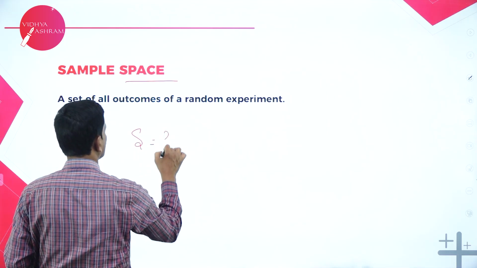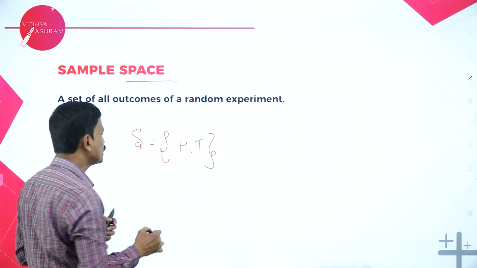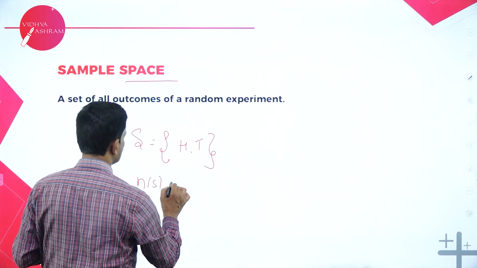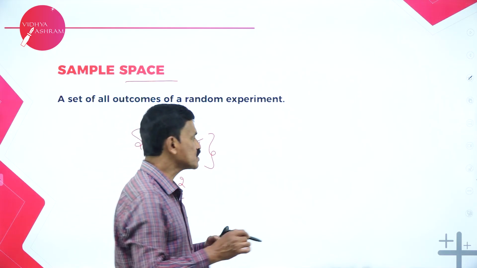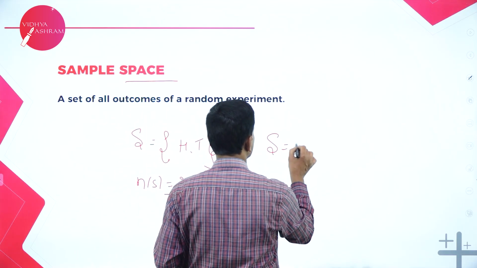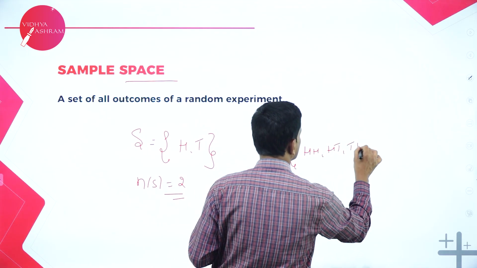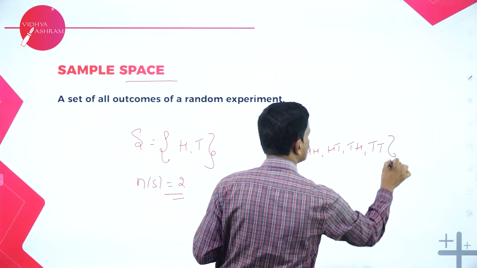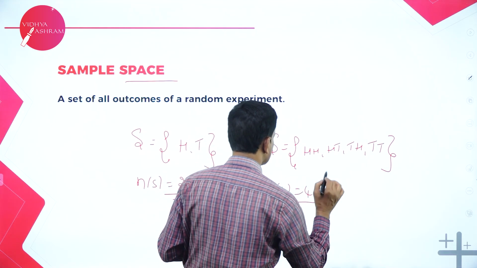As I told, if a coin is tossed, the possibilities are head and tail, therefore n(S) = 2. Similarly, if a coin is tossed 2 times, the sample space is S = {HH, HT, TH, TT}. Therefore here this sample space contains 4 events.